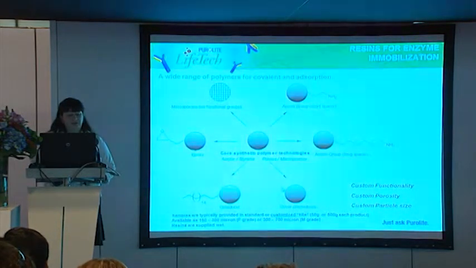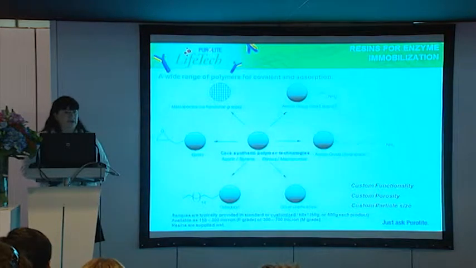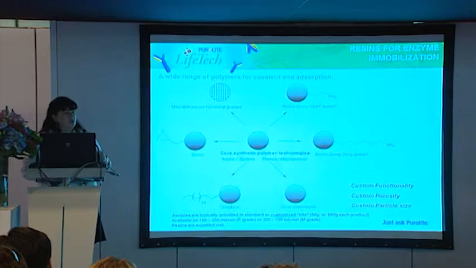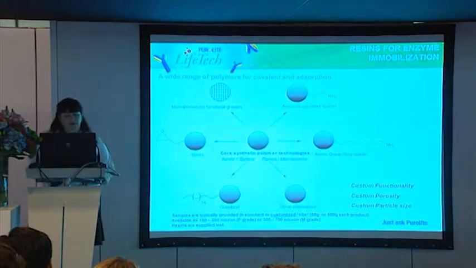These are the standard products, but we can customize functionality, so we can design the functional group that you need for your process. Porosity is something that we can tailor, so we can go from less than 50 Angstrom up to 2,000 Angstrom. Of course, we take care to create a polymer that has enough mechanical stability to support a strong industrial process.